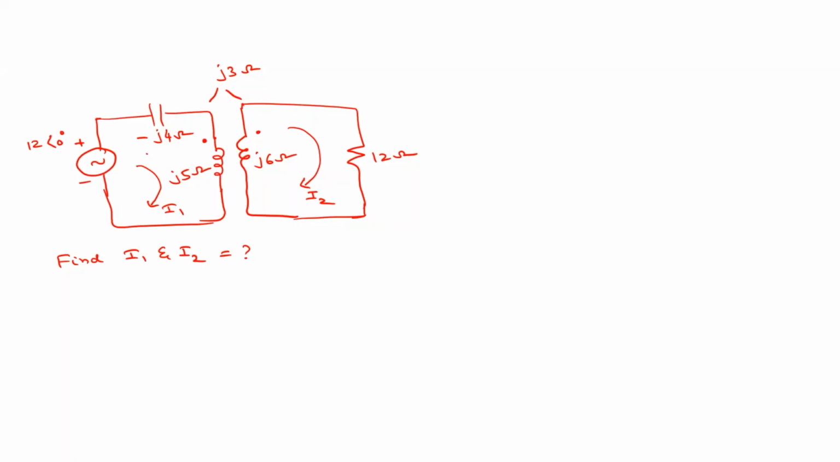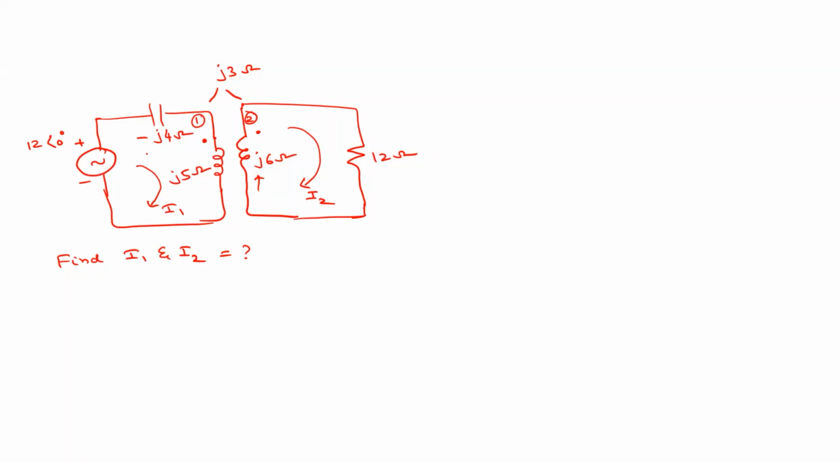What is the current flowing in this inductor or winding? I1 current is flowing here and I2 current is flowing here. But let us assume this is coil 1 and this is coil 2. Due to the current flowing in the second coil, there will be a mutually induced EMF in the first coil. Vice versa, there is a current flowing in the first coil, so there will be an induced EMF in the second coil.